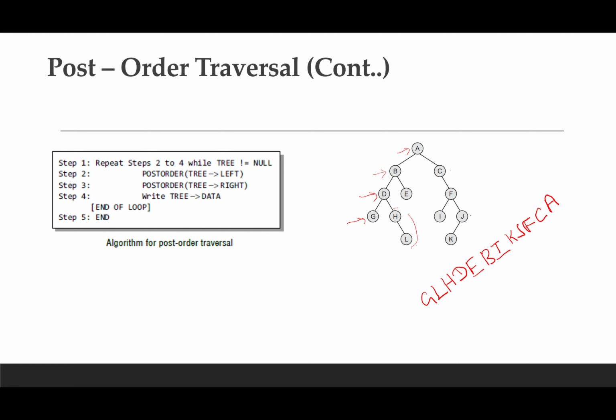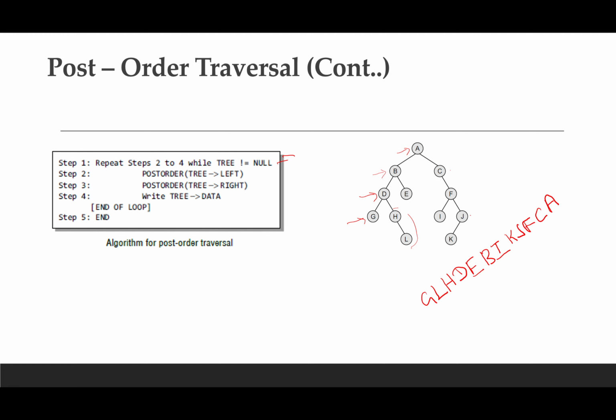So what is the order? It is G, L, H, D, E, B, I, K, J, F, C, A. So this is the order of the traversing. Okay, now we will see the algorithm. In the algorithm, first we have to check the condition. If this condition is true, it will repeat steps 2, 3 and 4.